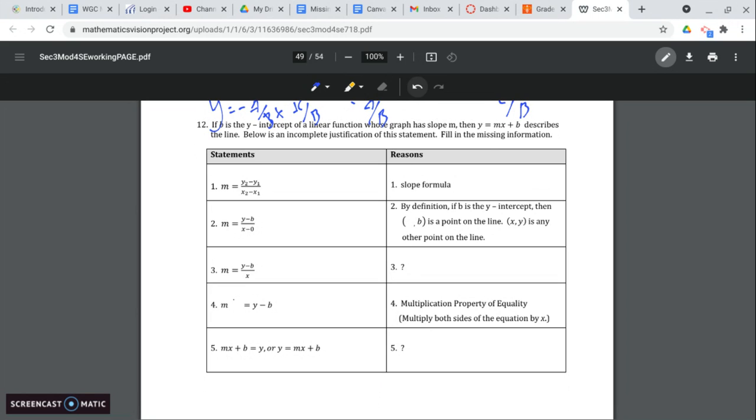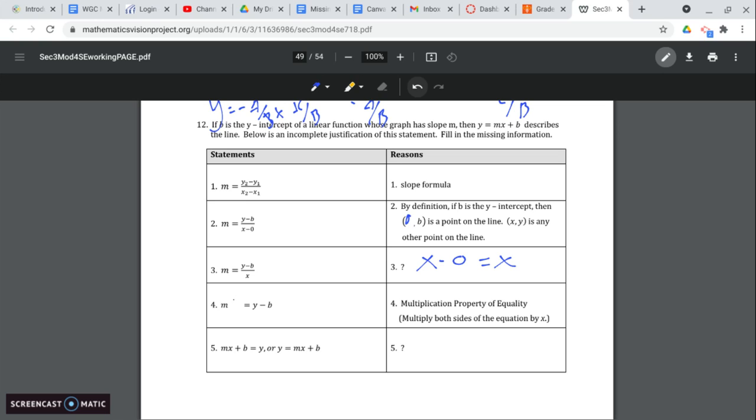By definition, if b is the y-intercept, then (0, b) is a point on the line. (x, y) is any other point on the line. So m equals y minus b over x. The reason is because x minus 0 equals just x.